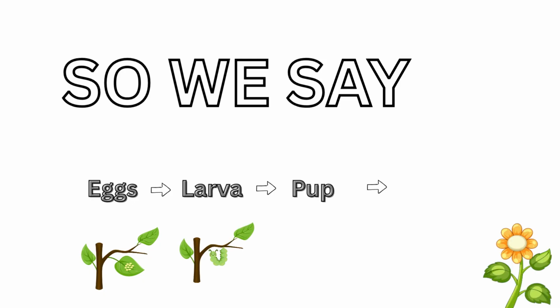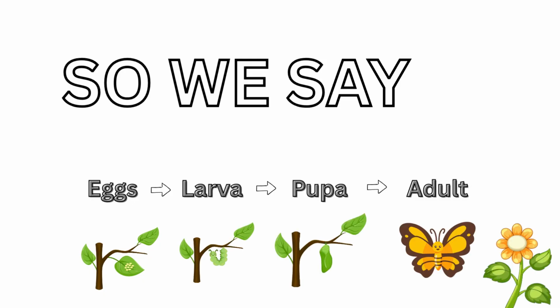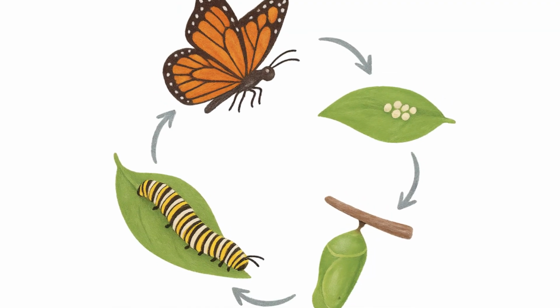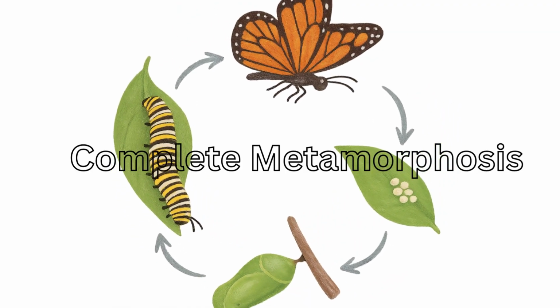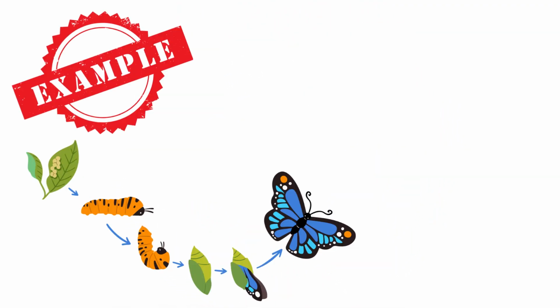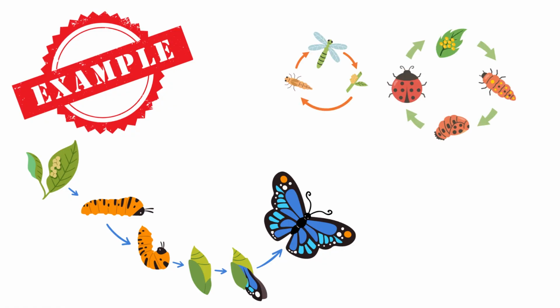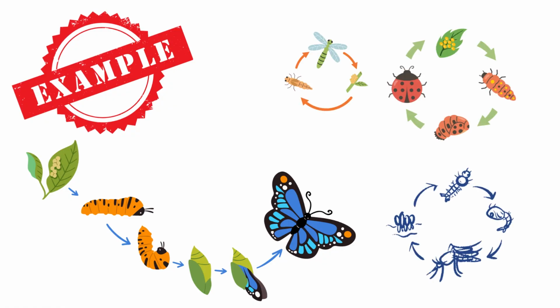So we say egg, larva, pupa, adult. This full body transformation is called complete metamorphosis. Examples are butterfly, beetles, housefly, and mosquito. So isn't it amazing how an insect can look totally different at each stage?